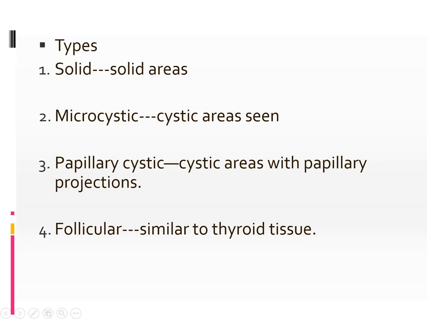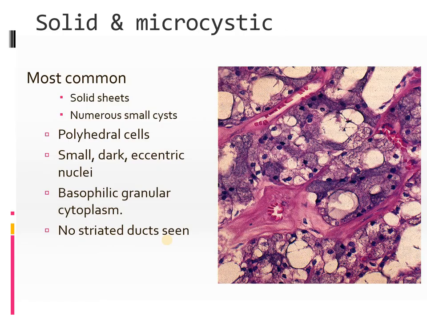Based upon the arrangement of these cells, they may be classified as solid, as it says solid areas, microcystic, as you'll see cystic areas, and these cystic areas may show projections, papillary projections, so papillary cystic, and then it may resemble a thyroid nodule, so it is also called the follicular type of acinic cell carcinoma. The most common type is, however, the solid sheets, and the solid and the microcystic may occur together, as you can see here, solid areas and a microcystic area here.